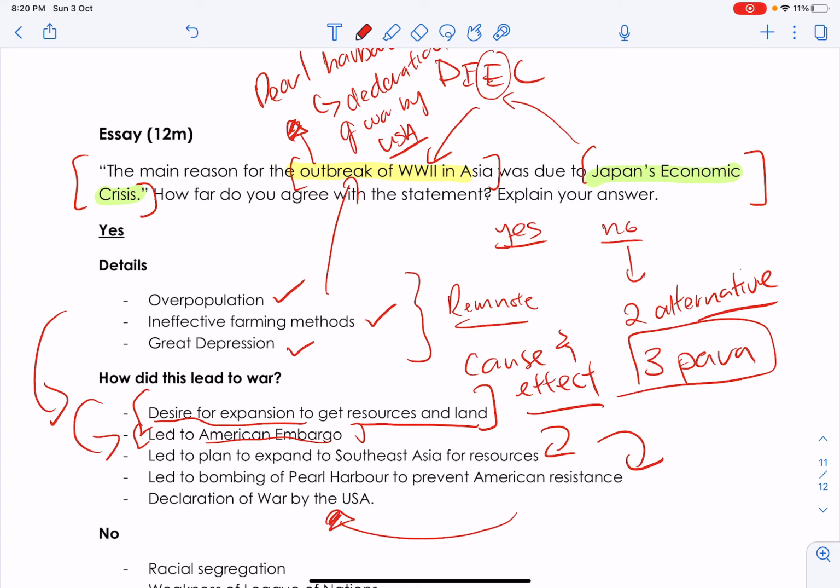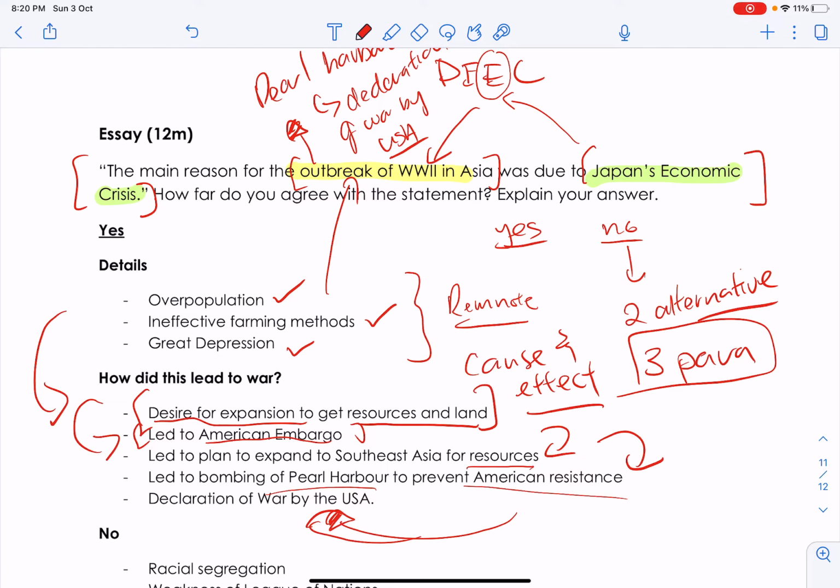And thus, this led to America changing their foreign policy to place an embargo on Japan, which led to them needing to find more resources, which then led to them moving to Southeast Asia and deciding to bomb Pearl Harbor to prevent American resistance, which then led to the declaration of war by the USA. Alright, then I consider you as you have successfully explained your paragraph.